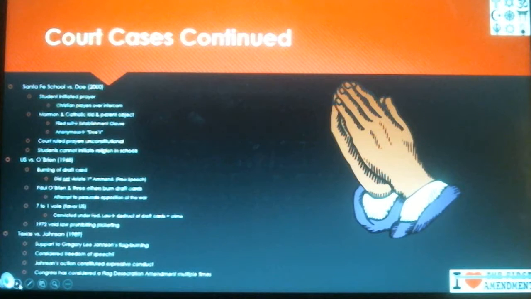U.S. versus O'Brien in 1968. A criminal prohibition against burning a draft card did not violate the First Amendment rights of free speech. Paul O'Brien and 3 others burned their draft cards on the steps of the South Boston courthouse in front of a crowd. They did this in an attempt to persuade people to oppose the war. A 7-to-1 vote, 7 in favor of the U.S., said O'Brien was in the wrong. He was convicted under a federal law that made the destruction or mutilation of draft cards a crime.